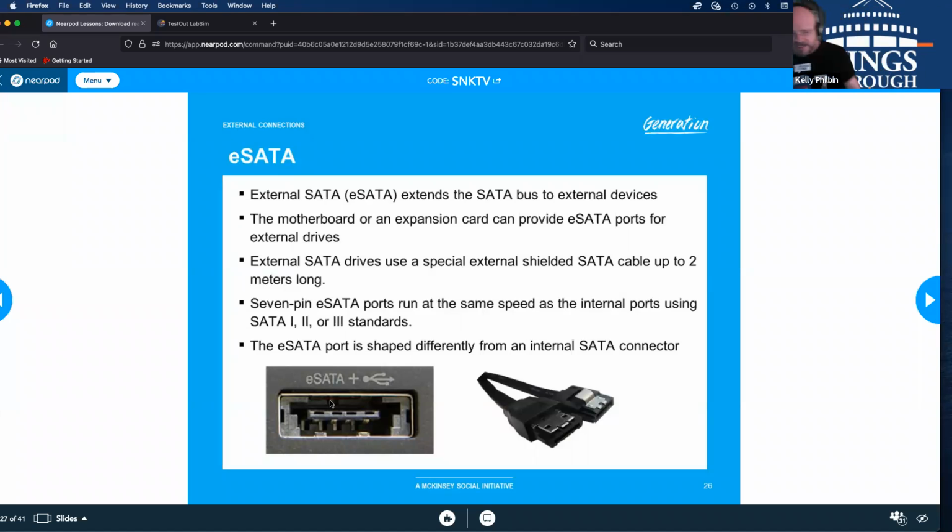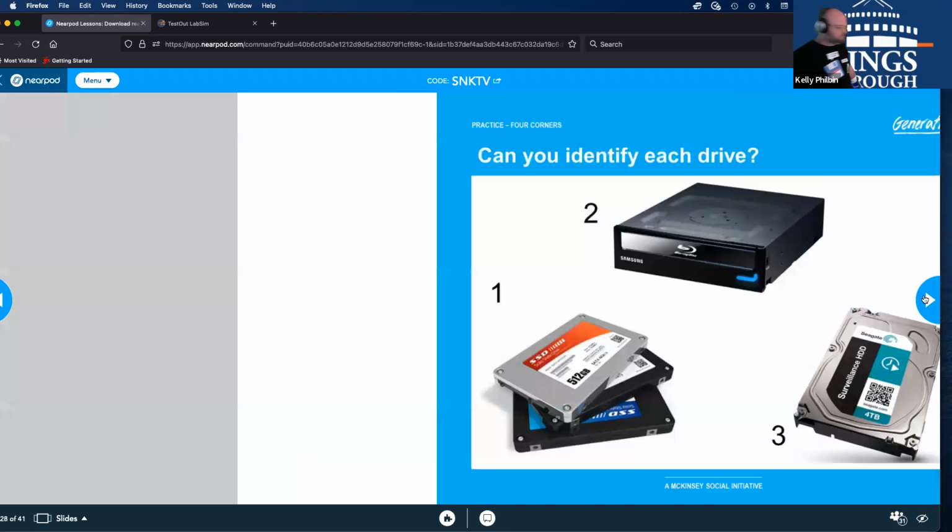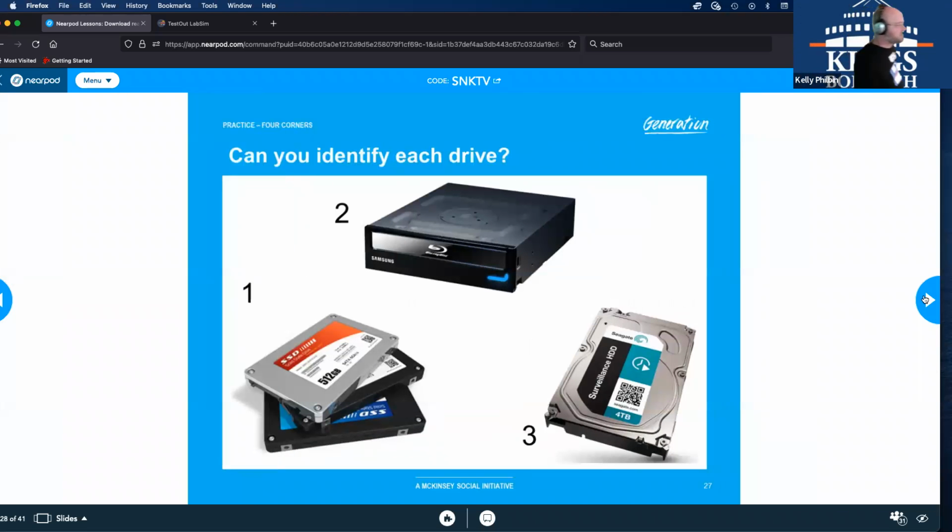Cable externally allows for up to 2 meters. So instead of 3 feet, you now get 6. Questions on eSATA? All right.